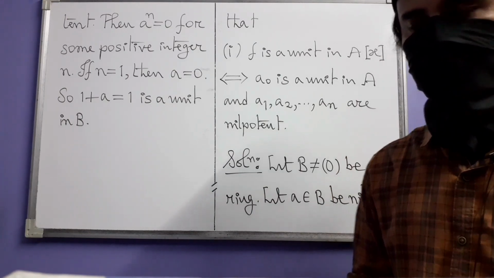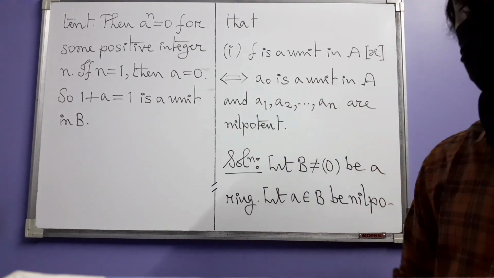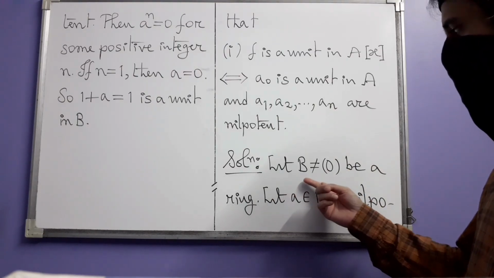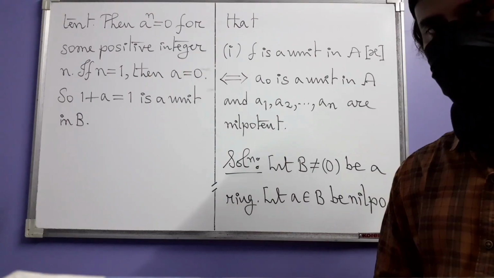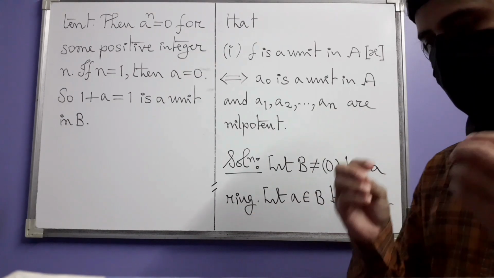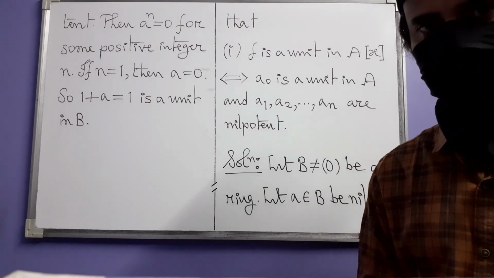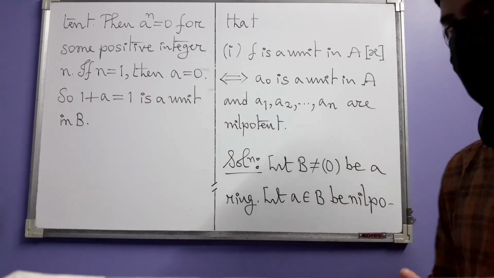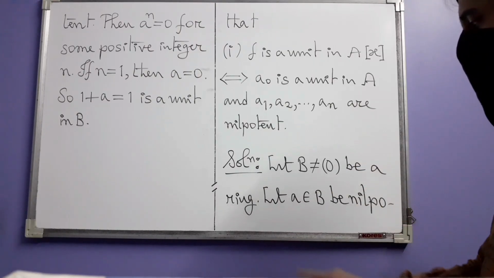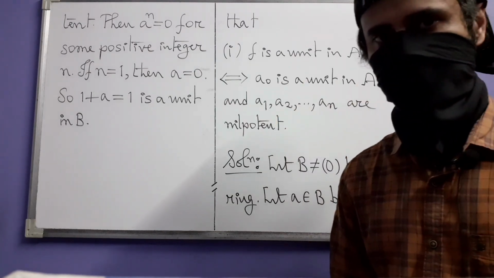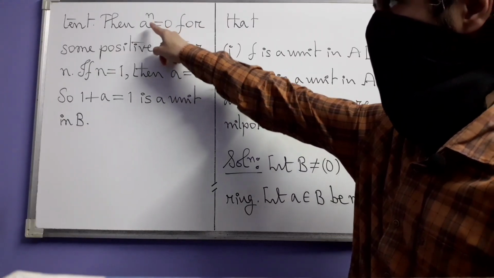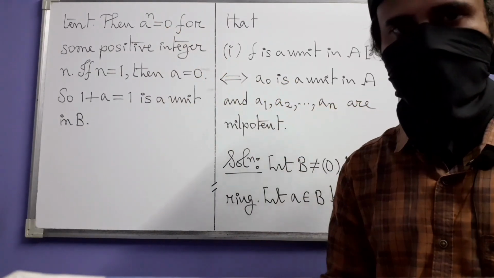We start the solution by not directly going for this statement itself, but by proving something else. Let us consider a non-zero ring B. That means B of course is our ring. It's not a general ring, it is still a commutative ring with identity element, and B is non-zero. In B we have taken a nilpotent element a. Then by the definition of a nilpotent element, some power of a will be equal to 0, where the exponent is some positive integer n.